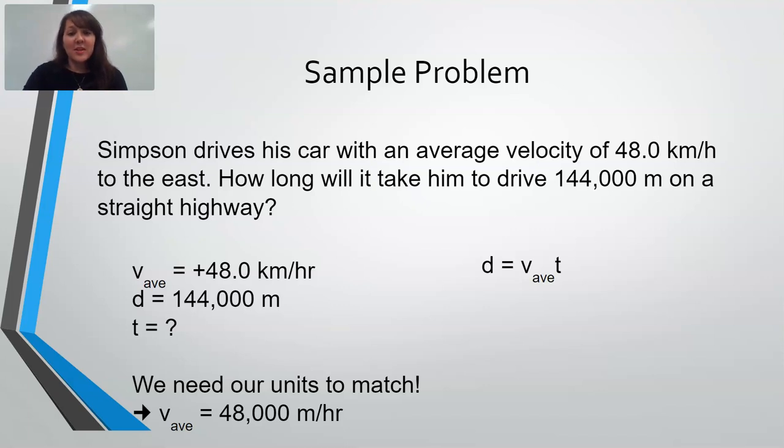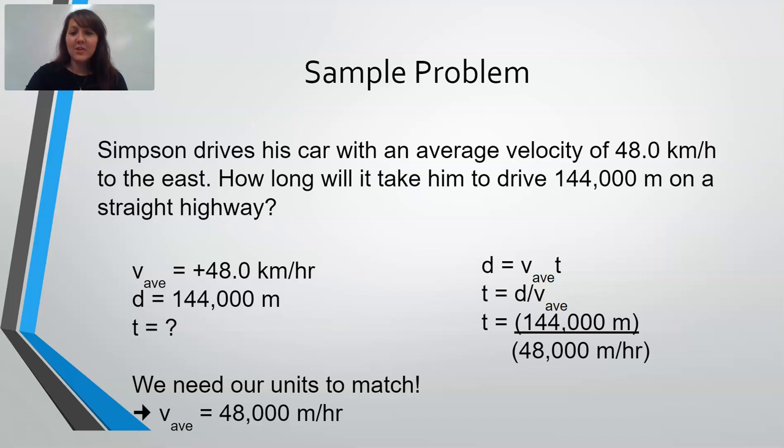So I've got this equation, displacement is equal to average velocity times time, or I can rearrange that and divide both sides by that average velocity to get time is equal to displacement over average velocity. And then I just go ahead and plug everything in. I've got a displacement of 144,000 meters, velocity of 48,000 meters per hour, and I determine that it will take Simpson 3 hours to drive that displacement.